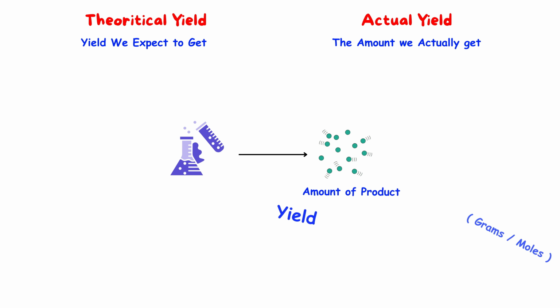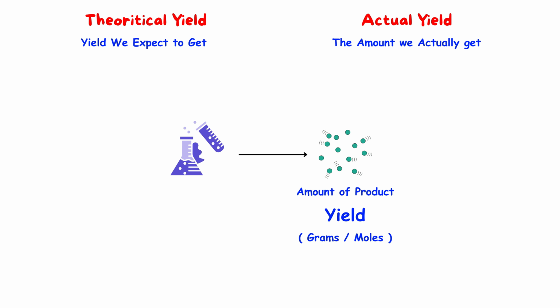In chemistry, the amount of product that we obtain from a chemical reaction is known as the yield, and this yield can be measured either in grams or in moles depending on the context or requirement of the question or experiment. However, to be more specific and scientifically accurate, we distinguish between two different types of yield.